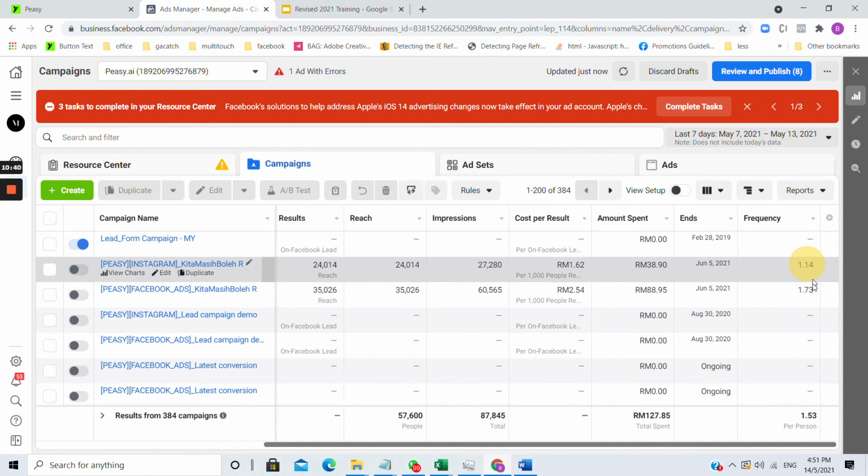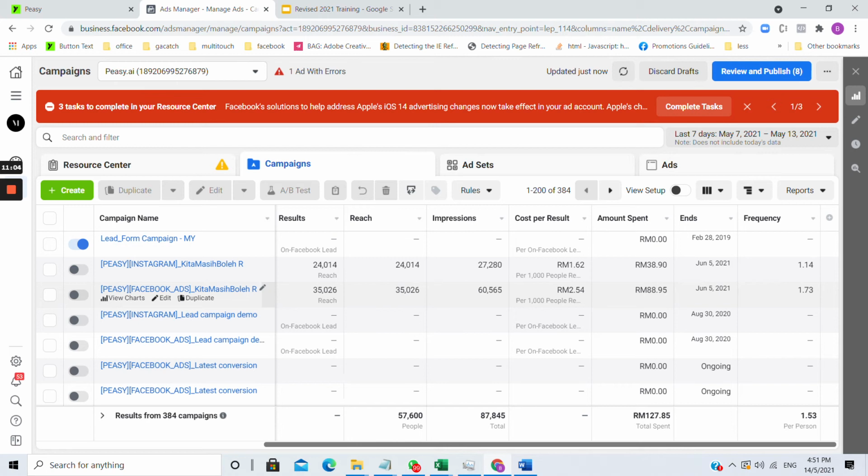It will indicate to you what the ad frequency is. Ad frequency describes how many times the same person has seen the ad before. So if you are running a reach and impression campaign where your objective is brand awareness and brand recall, you would want the frequency to go up to 3, 4, or even 5.